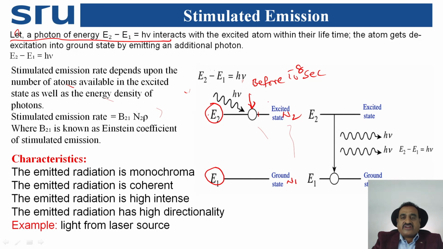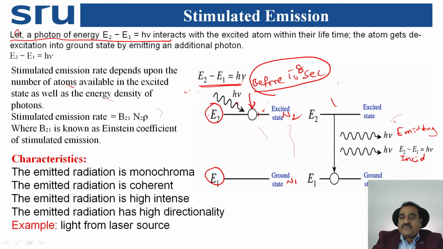So try to clearly understand here. Before 10 to the power minus 8 seconds, E2 minus E1 is equal to h nu, photon energy, is incident on the excited state atom. The excited state atom stimulates a photon. It gives two photons. One is the incident photon, another one is the emitted photon. For example, this is the emitted photon, this is the incident photon.